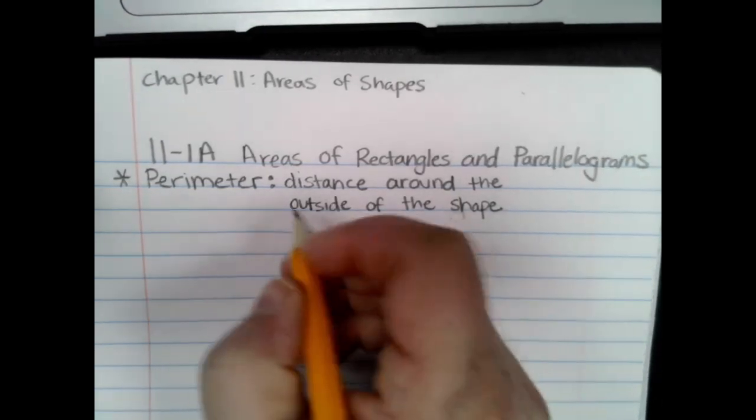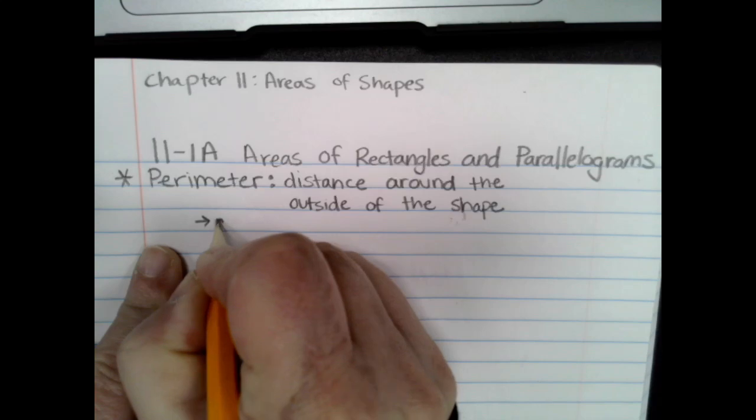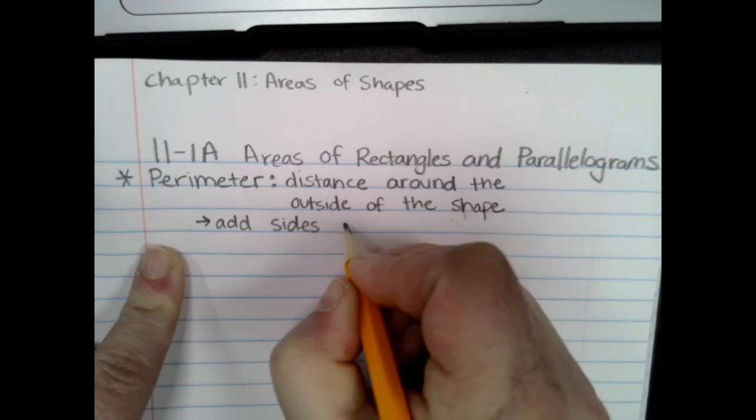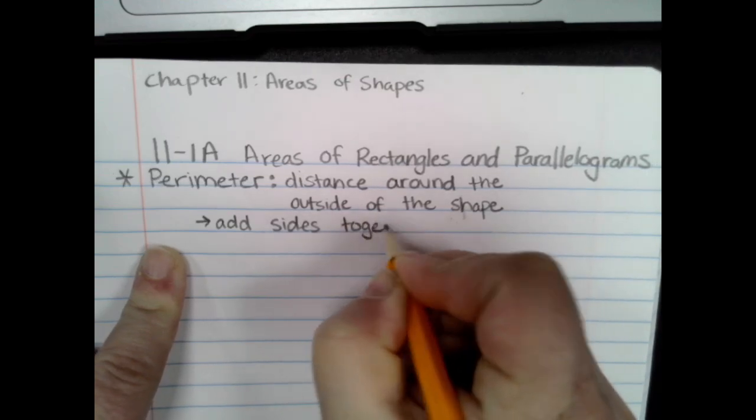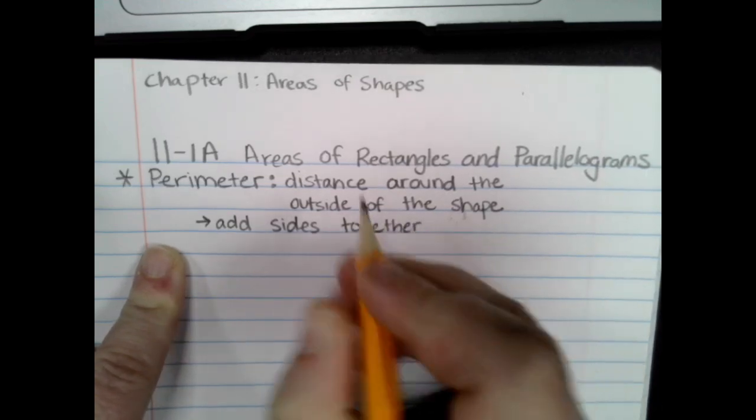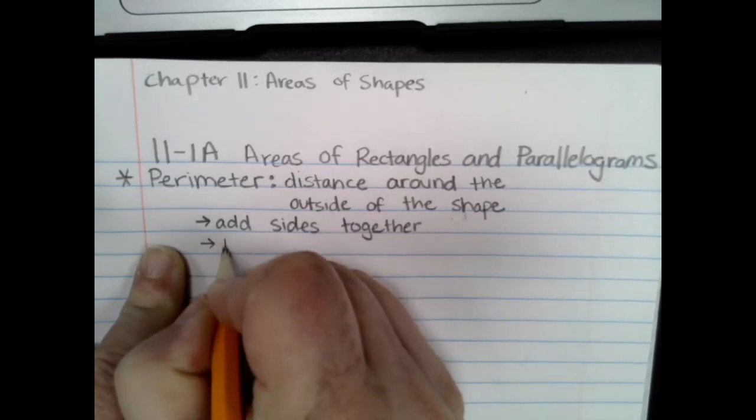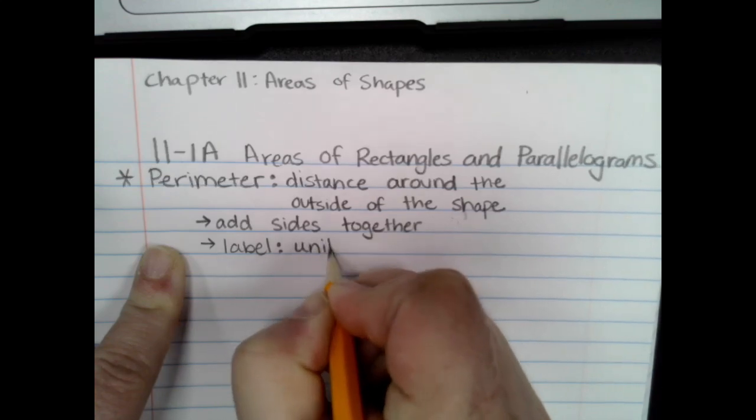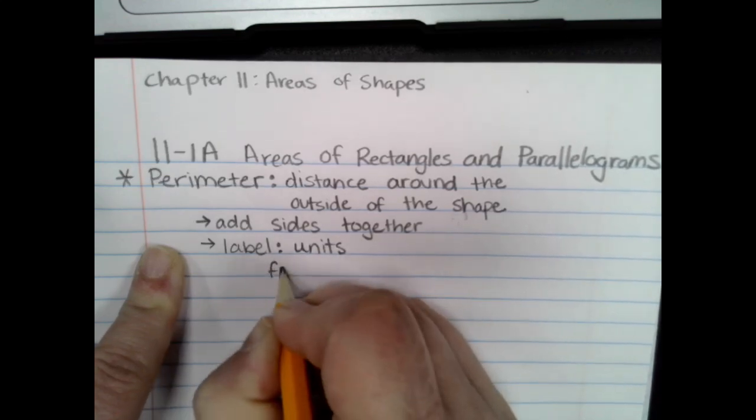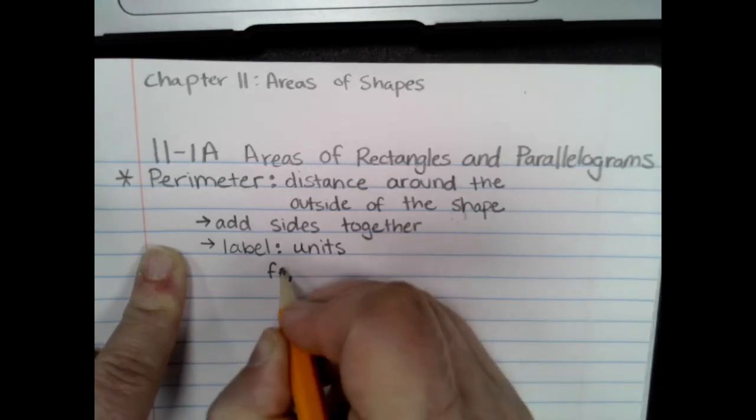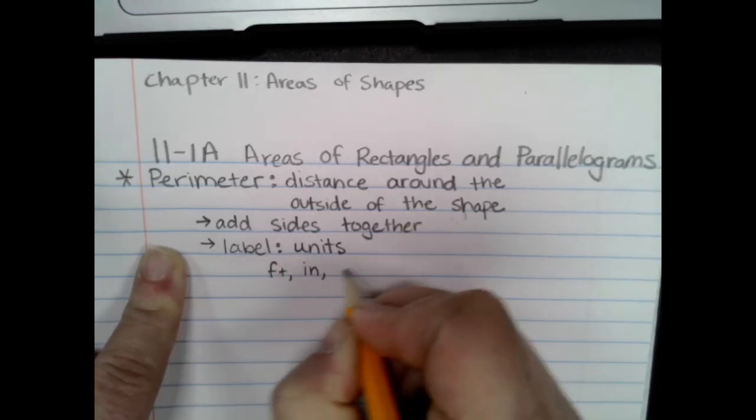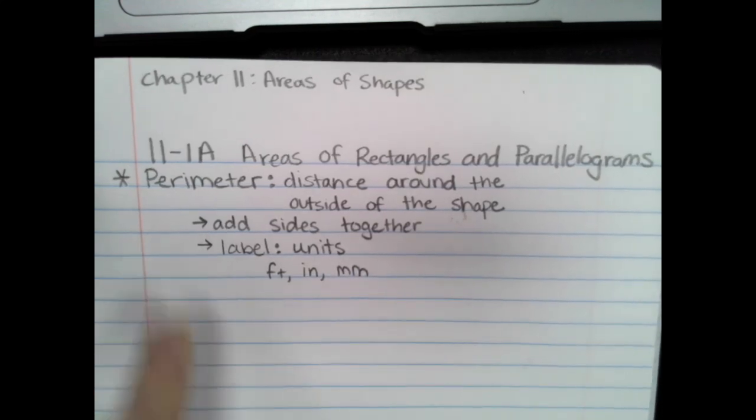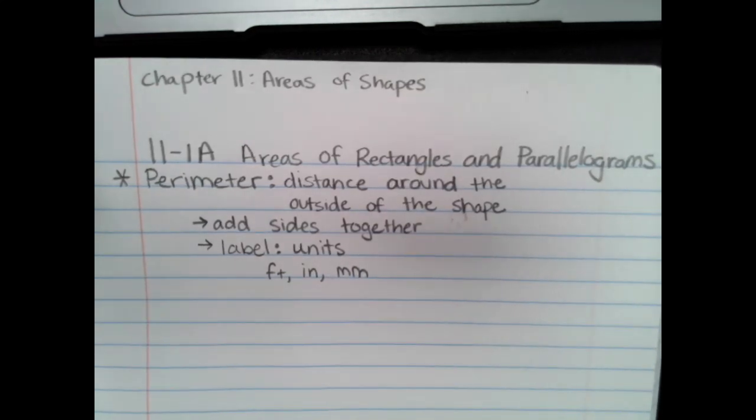So, really, we're just adding the sides together. That's all we have to do, is add all the sides together. When we label distance, we use just the regular units. So that would mean we're just saying feet, or inches, or millimeters, or miles, or kilometers. We're just labeling it in those units. Nothing crazy. It's just the distance.